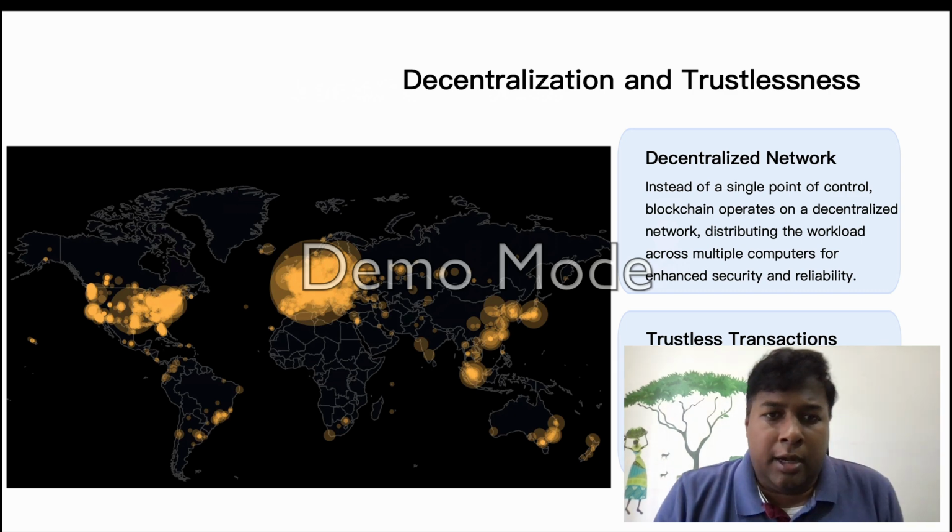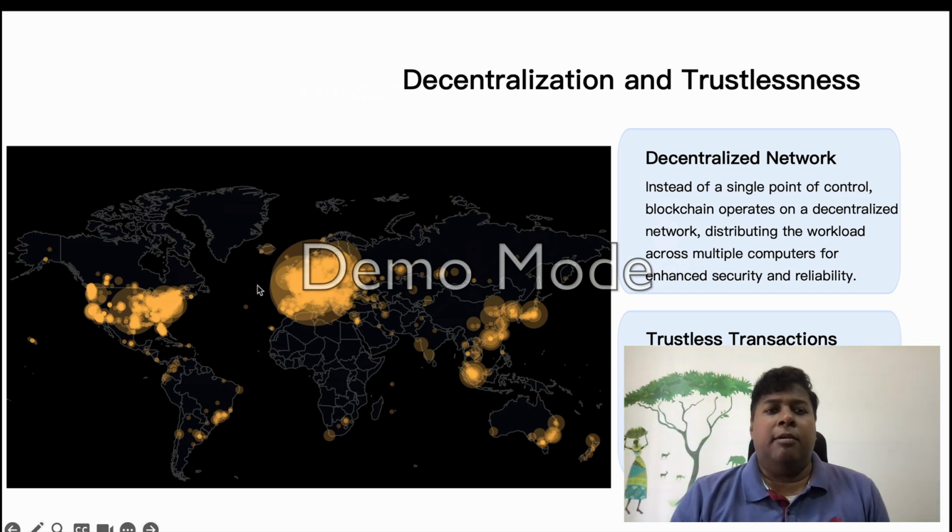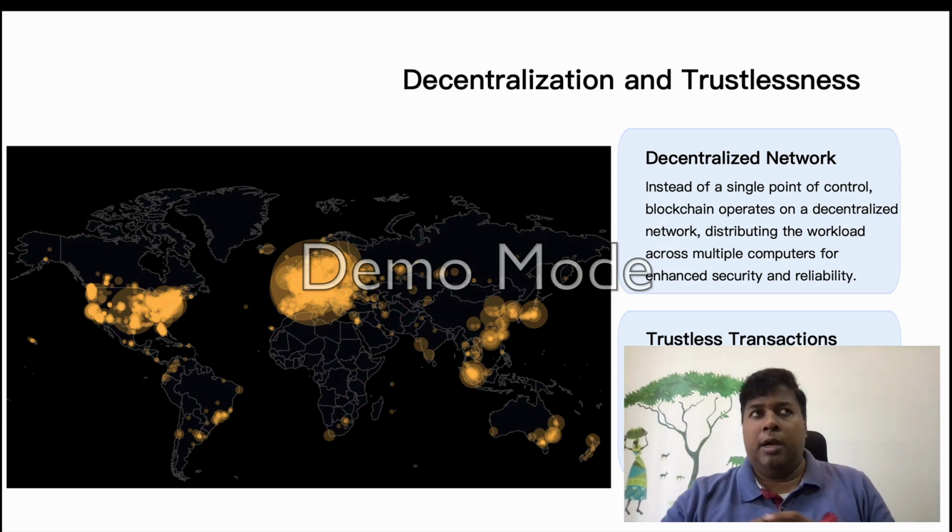So if you look at it, these are the validators. The validators are present in the US, in South America, in Europe, in the Middle East, also in Asia, in Australia, New Zealand also, right? So you have this whole validation distributed across the world, which is why it cannot be shut down, right?